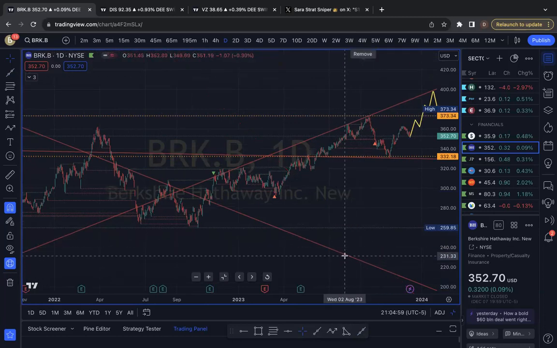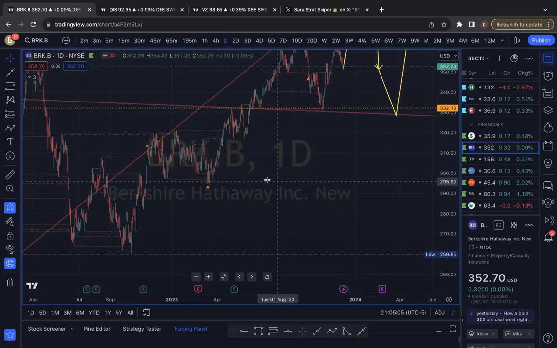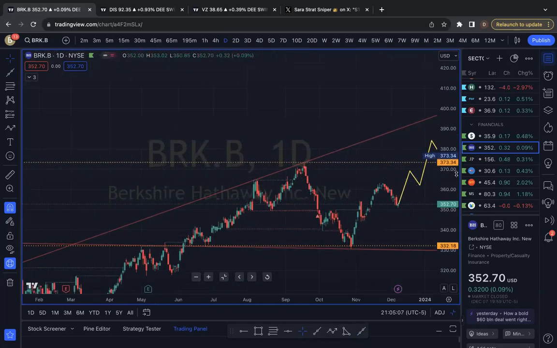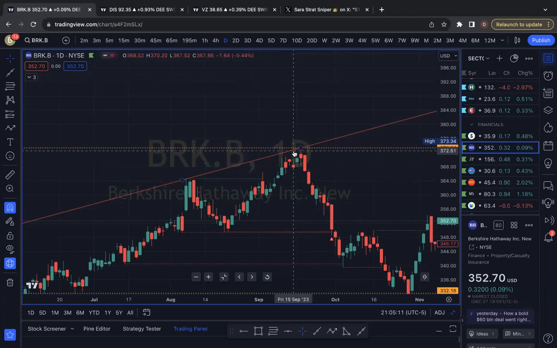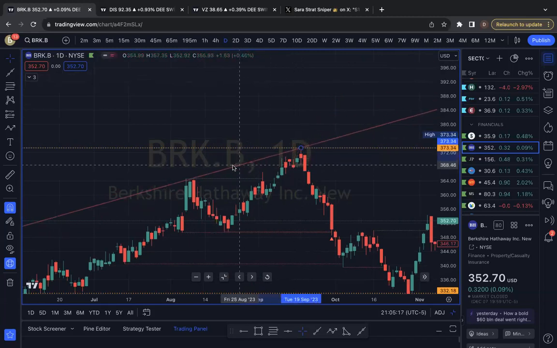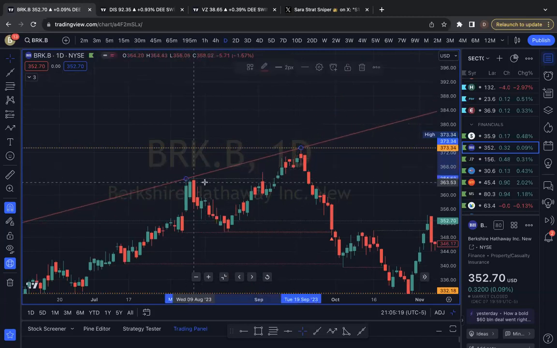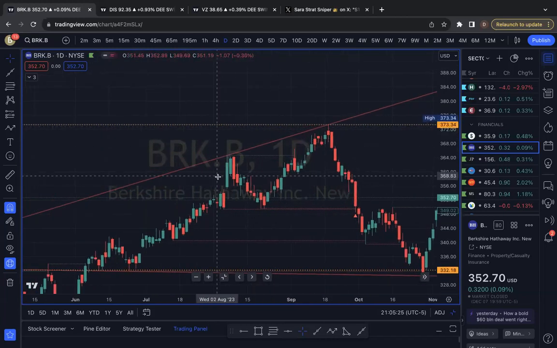So the way you draw a broadening formation is you want to find a high point, and you want to draw it to a previous lower high. So we have a high right here, and then we have a high that's lower than our initial high. You connect those two points, and that'll give you a broadening formation top.